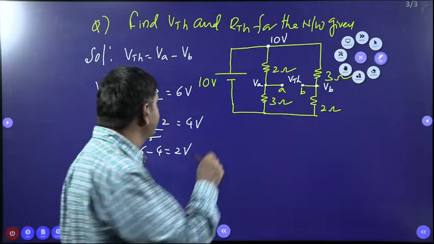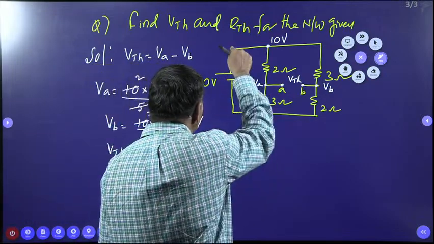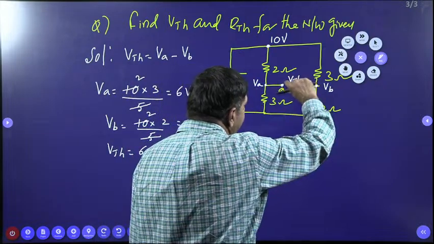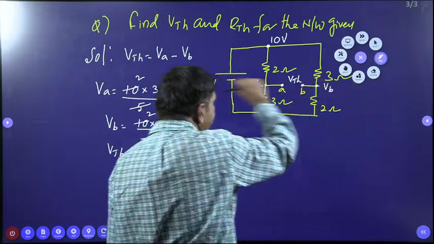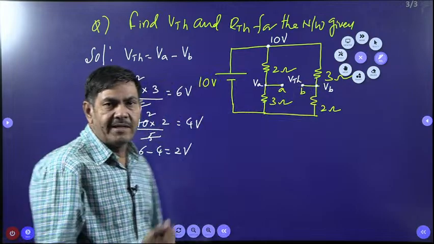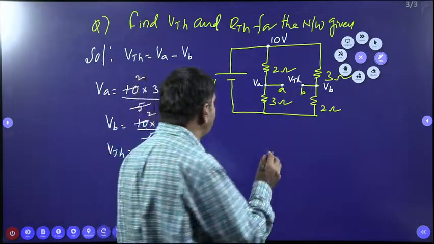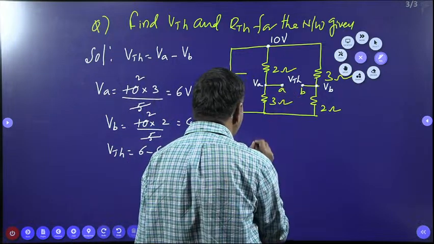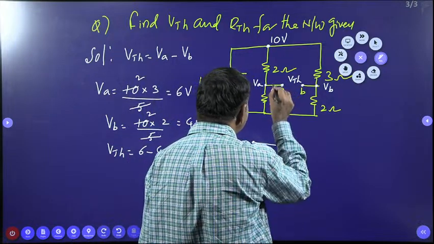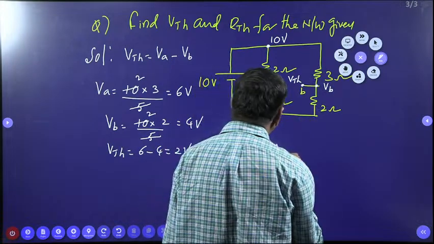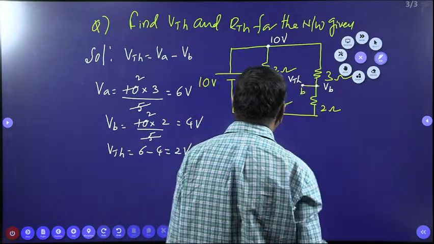What I said, this voltage source must be shorted. After shorting this one, A and B are to be pulled, A is to be pulled this side, B is to be pulled this side. When A and B are pulled, what is going to happen now? The network comes in this form. In this case, 2 and 3 will come in parallel. When you are pulling these two, you will get it like this.